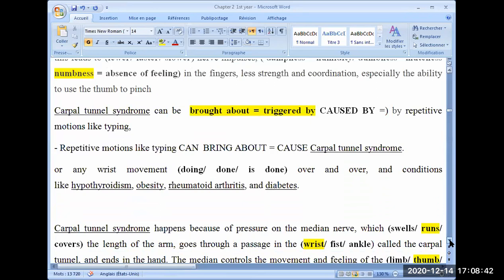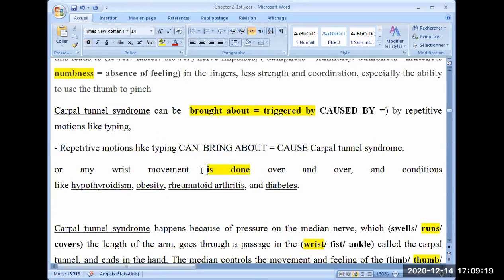Typing or any wrist movement done over and over, of course. Done. Any movement done. But let's suppose that we delete this and we have this instead, so what will be missing here?